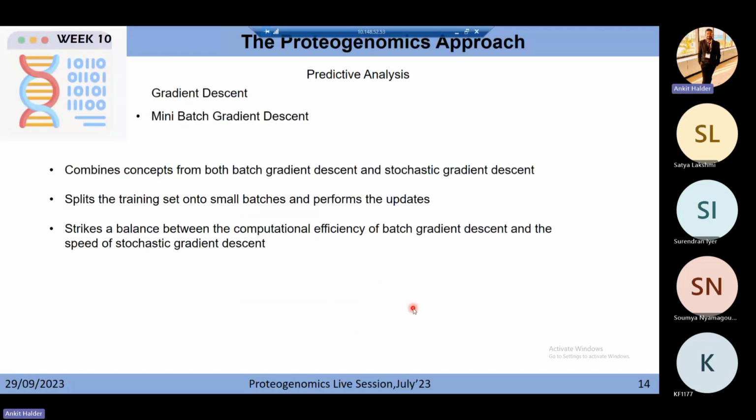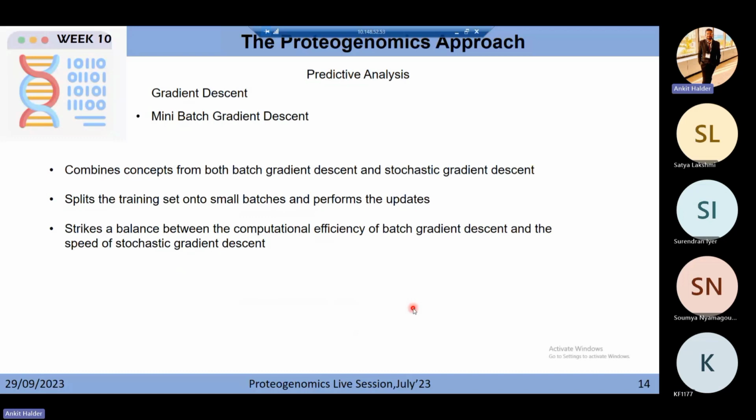Now, you again need to find a trade-off between the best ideal one and the one which can be used for practical analysis, like the learning rate, and deciding the size and the steps of the learning rate. So this is mini batch gradient descent, which combines concepts from both batch gradient descent and stochastic gradient descent. Stochastic gradient descent updates after each example and is easier to hold in memory.